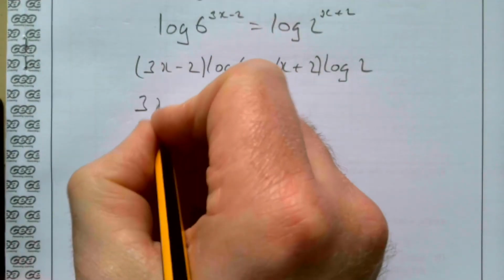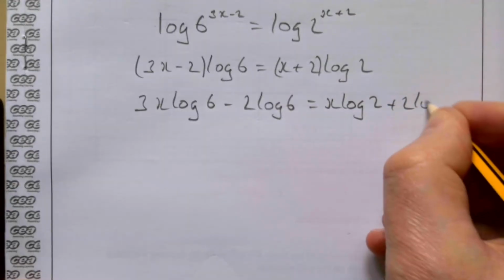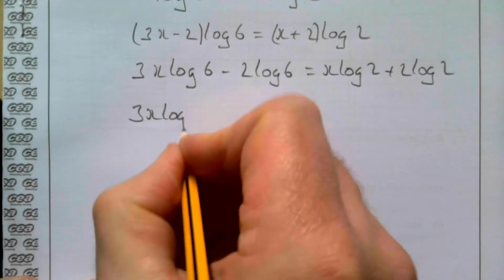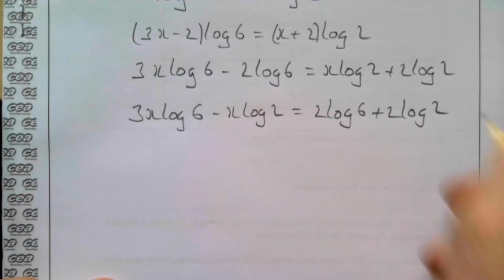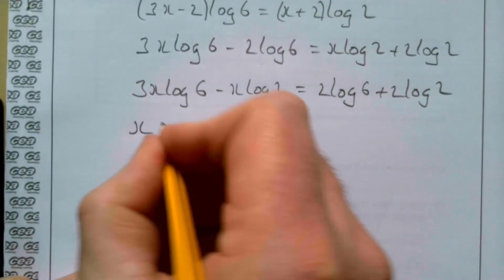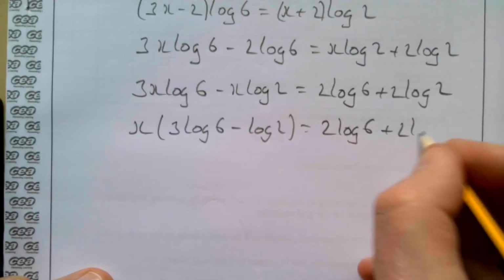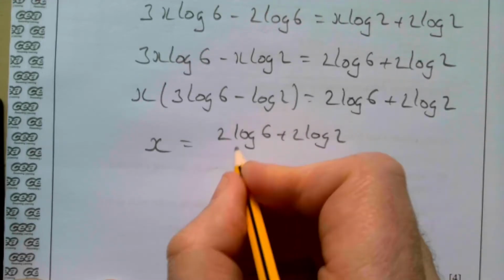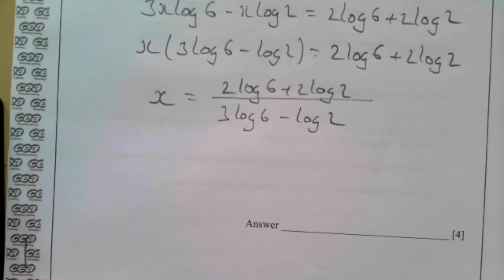Multiplying out our brackets: 3x log 6 minus 2 log 6 equals x log 2 plus 2 log 2. Anything with an x I'm taking to this side, anything without an x I'm taking over to this side. So I have 3x log 6 minus x log 2 equals 2 log 6 plus 2 log 2. I want to factorise out the x, so x times 3 log 6 minus log 2 equals 2 log 6 plus 2 log 2. X equals 2 log 6 plus 2 log 2 over 3 log 6 minus log 2, and if you put that into your calculator, you will get x equals 1.06.